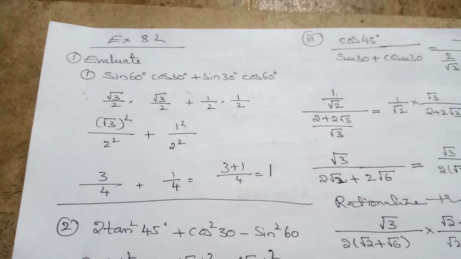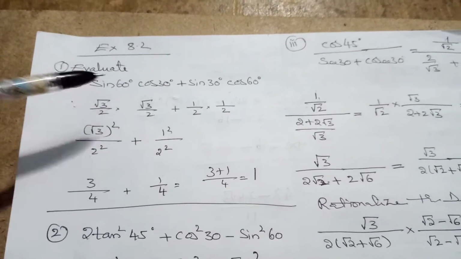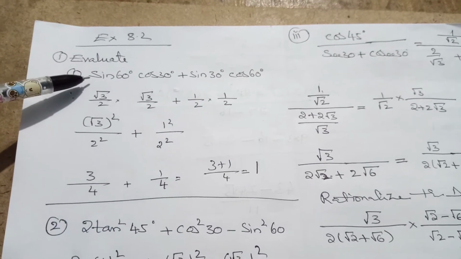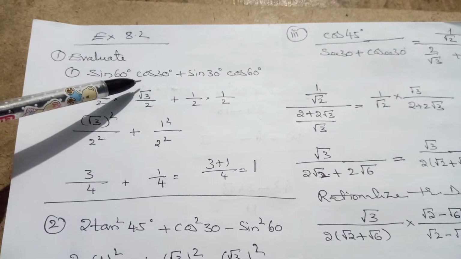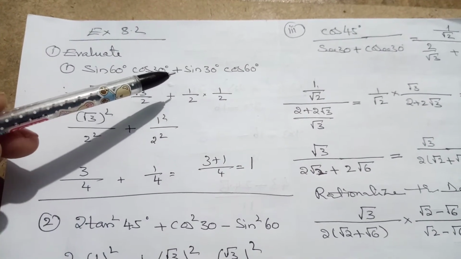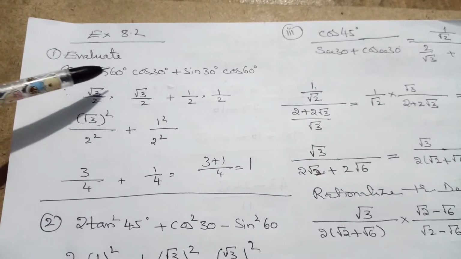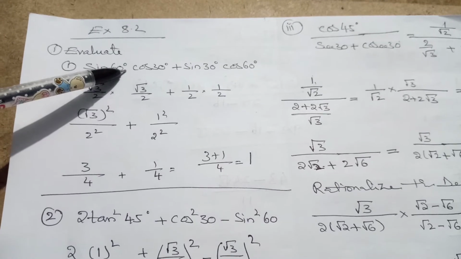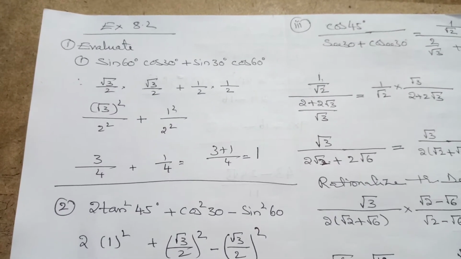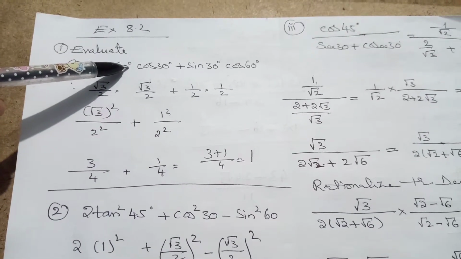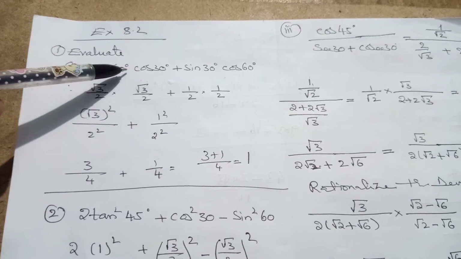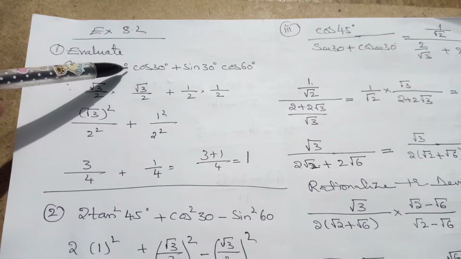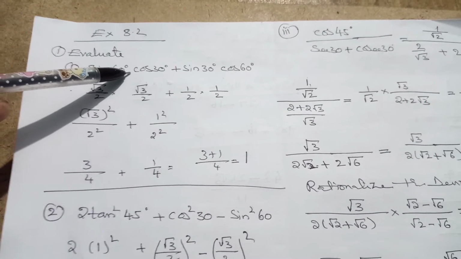Hello students, this is exercise 8.22. Evaluate sin 60 cos 30 plus sin 30 cos 60. Here there is no operation between sin 60 and cos 30. Don't think that the two terms are separated, but here a multiplication is going on.